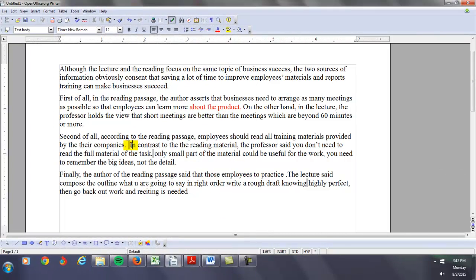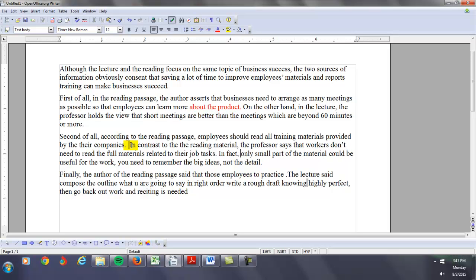so then we have, in contrast to the reading material, the professor says that, not you, I would say workers don't need to read the full materials related to their job tasks. Now here, I'm going to put a period here. You can begin. How about this?